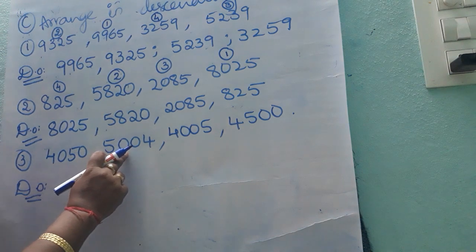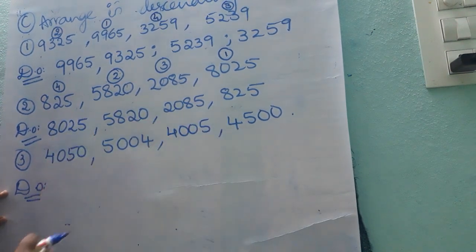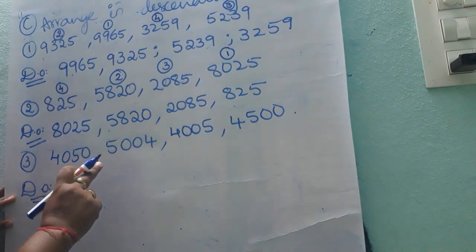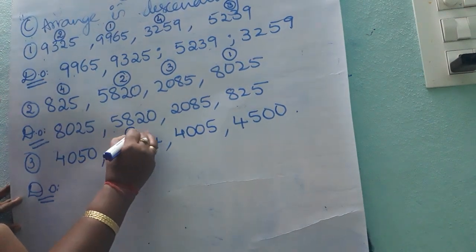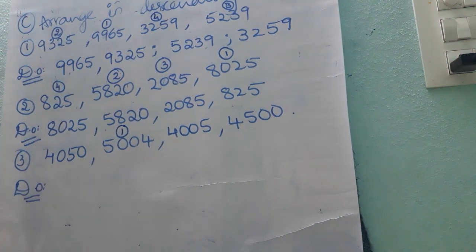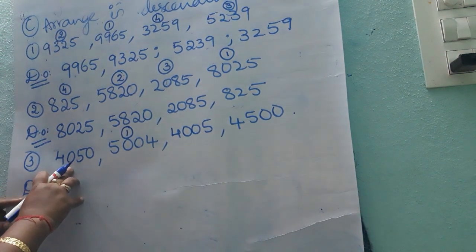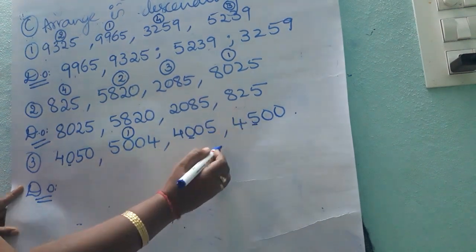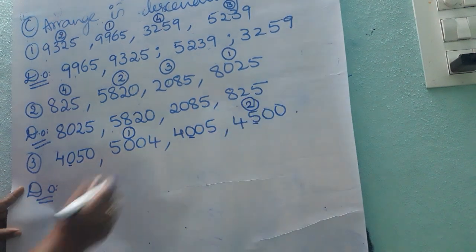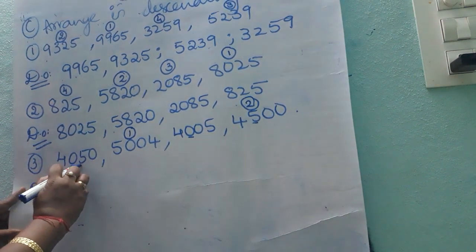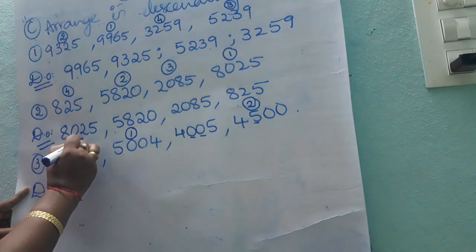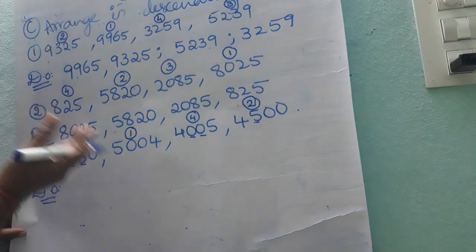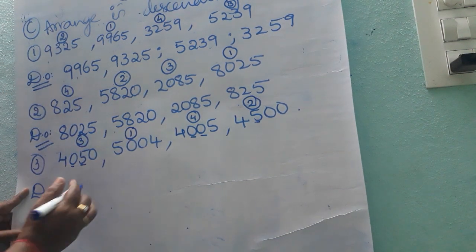4,050, 5,004, 4,005, 4,500. 4,000, 5,000, 4,000, 4,000. So 5,000 is the greater. So give numbering 1. Next go to the second digit in all. Here 0, here 0, here 5. So it is the more number. Give 2. Next 4,050, third digit 5, third digit 0. So this is 3 and this is 4. Like this you can check and then give numbering. Don't write blindly.